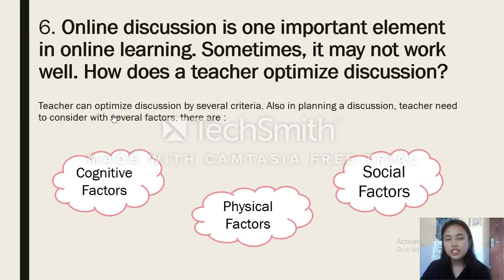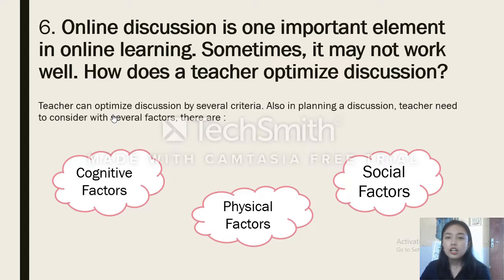The sixth question is online discussion is one important element in online learning. Sometimes it may not work well. How does a teacher optimize discussion? Okay, discussion can be an excellent strategy for enhancing student motivation, fostering intellectual agility, and encouraging democratic habits. They create opportunities for students to practice and sharpen a number of skills, including the ability to articulate and defend positions, consider different points of view, and analyze and evaluate evidence.